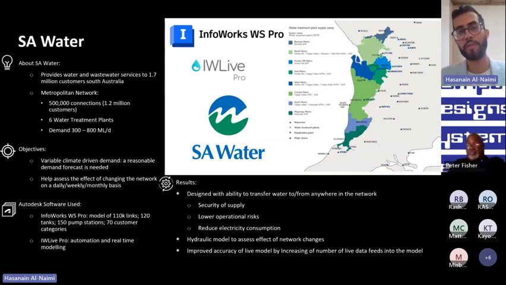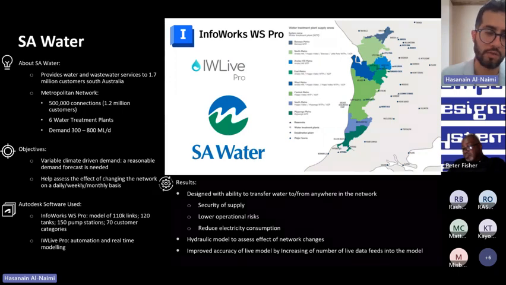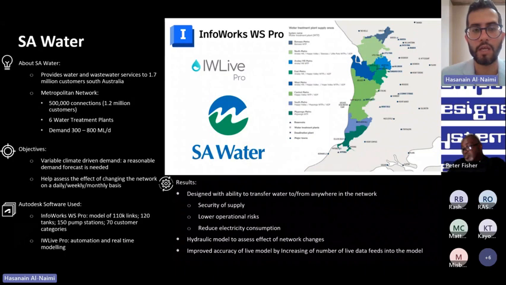And the other case study here is with SA Water, that's South Australian Water. South Australian Water did not only use InfoWorks WS Pro, but they also used IW Live Pro. Now, a bit about South Australian Water. It's a utility that provides both water and wastewater to around 1.7 million customers. So it's a huge utility. They manage the metropolitan network, which is about 500,000 connections for 1.2 million customers.